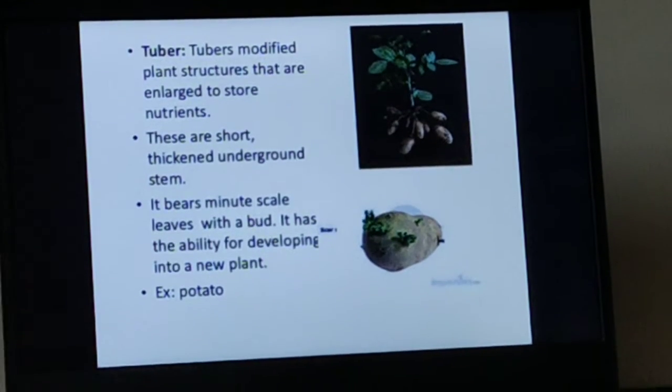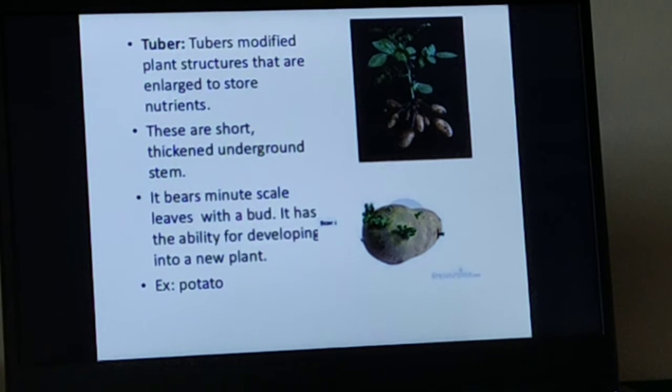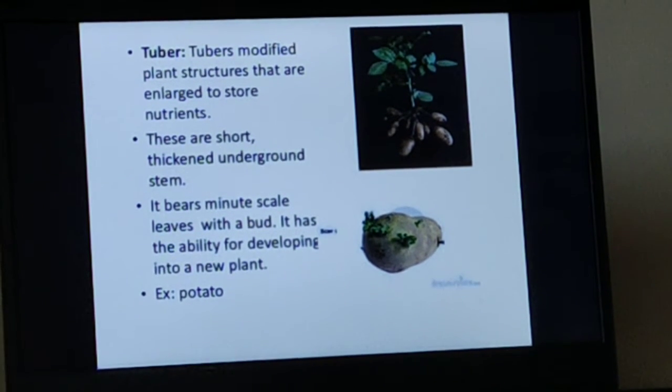Next is tubers. Tubers can be called the eyes of the potato. You have seen the green colored buds on the potato.